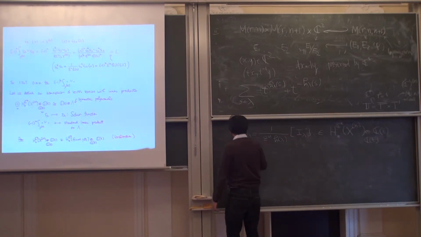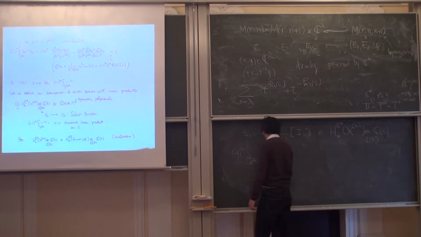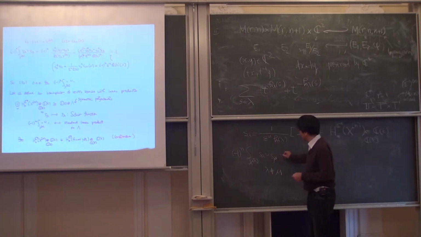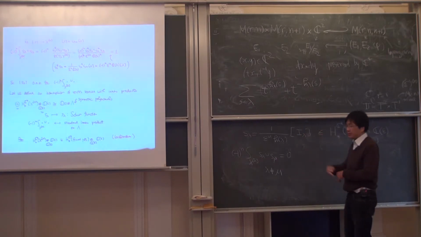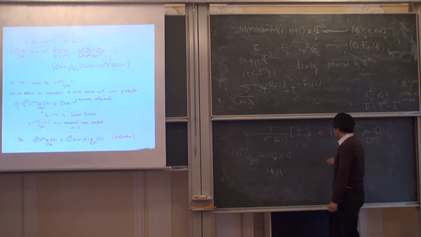So I want to compute the integral of two different fixed points in the Hilbert scheme. First of all, this is obviously 0, because those live at different points. They are separated. So the only non-trivial thing is the self-intersection.